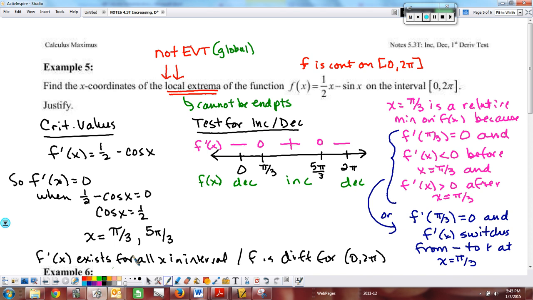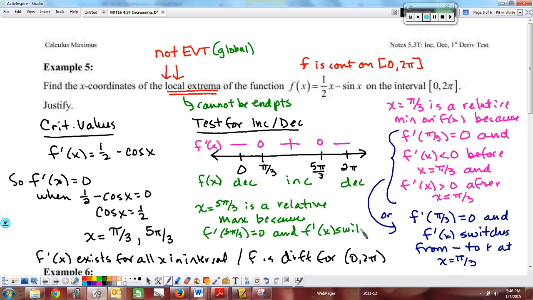That only answers half the question, because not only do I have to find relative mins, I have to find relative maxes. So the other one would be x equal to 5 pi over 3 is a relative max because f prime of 5 pi over 3 was 0, which made it a critical value, and f prime of x switches from positive to negative at x equal to 5 pi over 3.